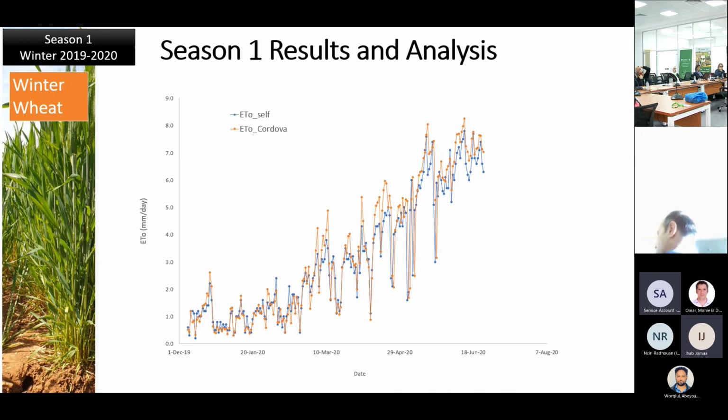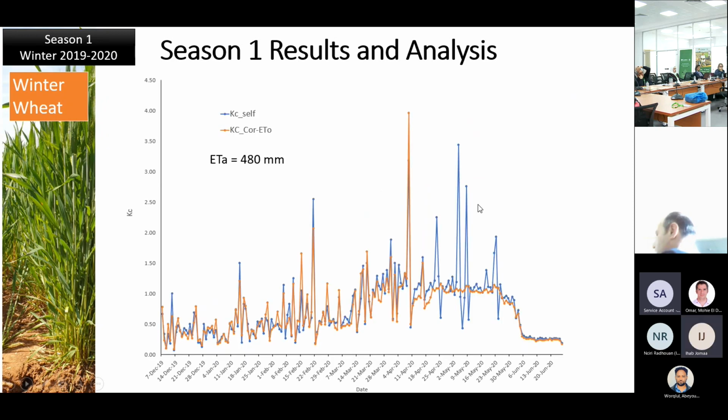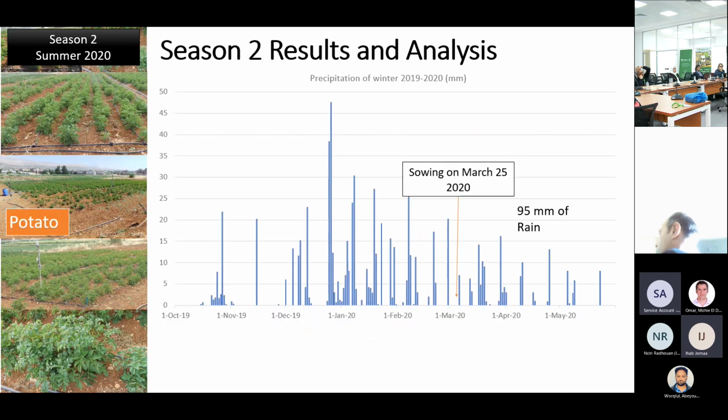In season 1 results, we can see quite a good correlation between self-computed and Cordoba computed reference evapotranspiration. And the actual evapotranspiration, computed with the KC crop coefficient, was also correlated between Cordoba and self computed. The total actual evapotranspiration was about 480 for the winter wheat season.